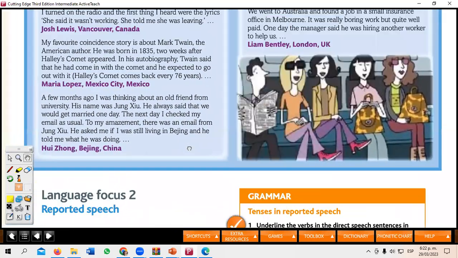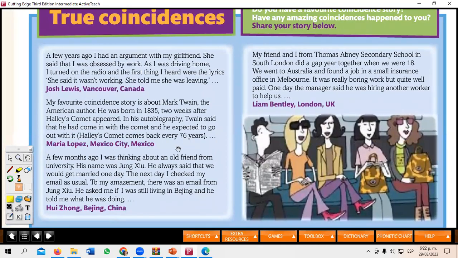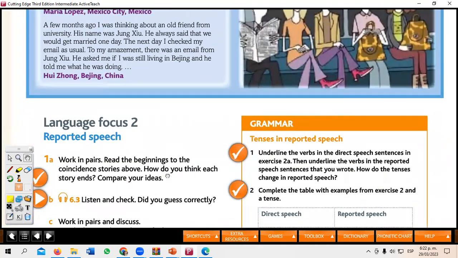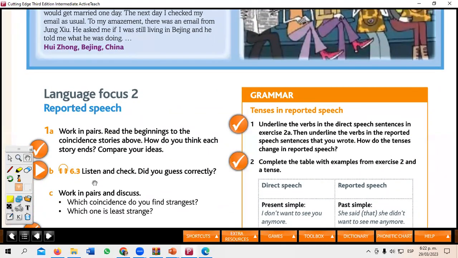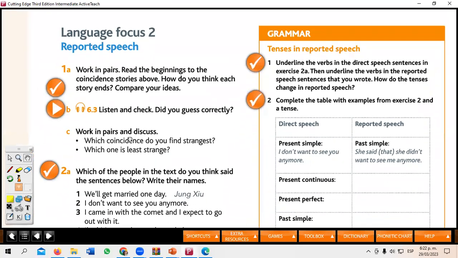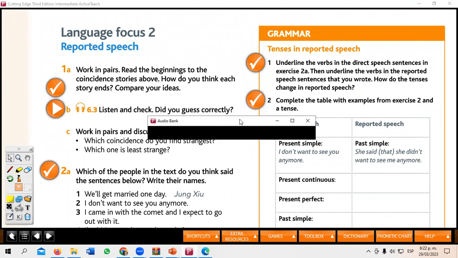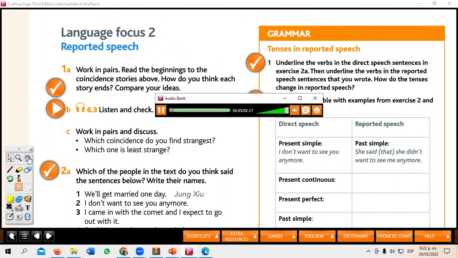All right, so these are the beginnings of the stories. Now we're going to listen and check for the final parts of the stories in each case. All right. Unit 6, Recording 3.